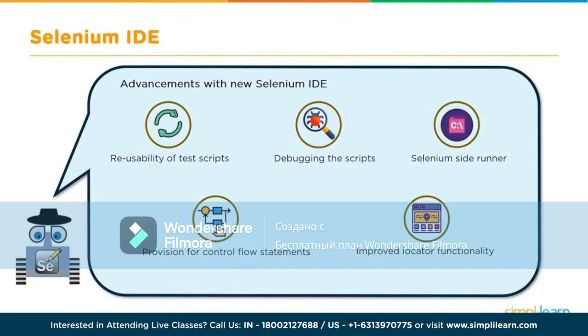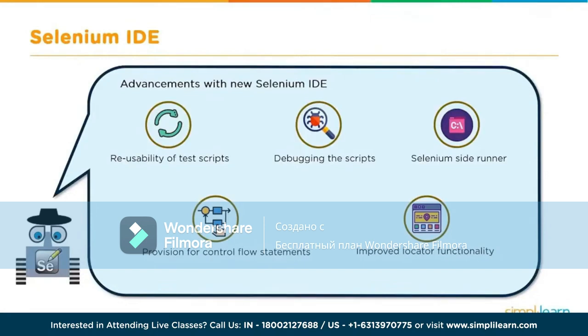Control flow statements. So initially in the previous versions of IDE, there were control flow statements available. However, one had to install a plugin to use them. But now it is made available out of the box. And what are these control flow statements? These are nothing but your if-else conditions, the while loops, the switch case, and so on. It also has an improved locator functionality. That means it provides a failover mechanism for locating elements on your web page.